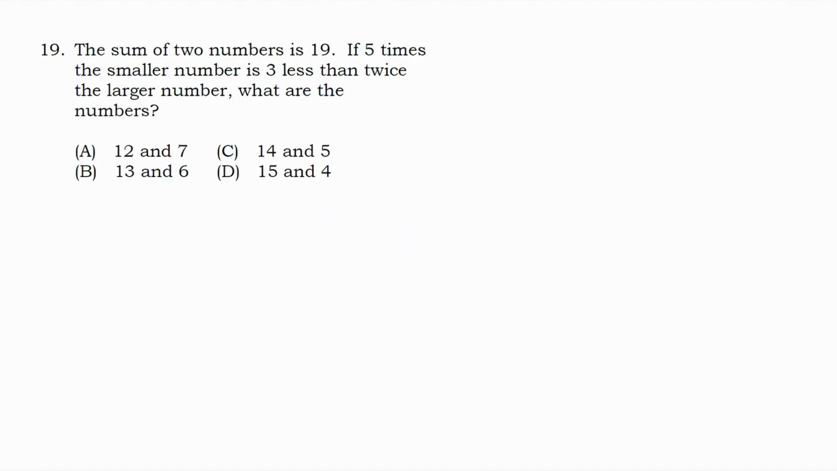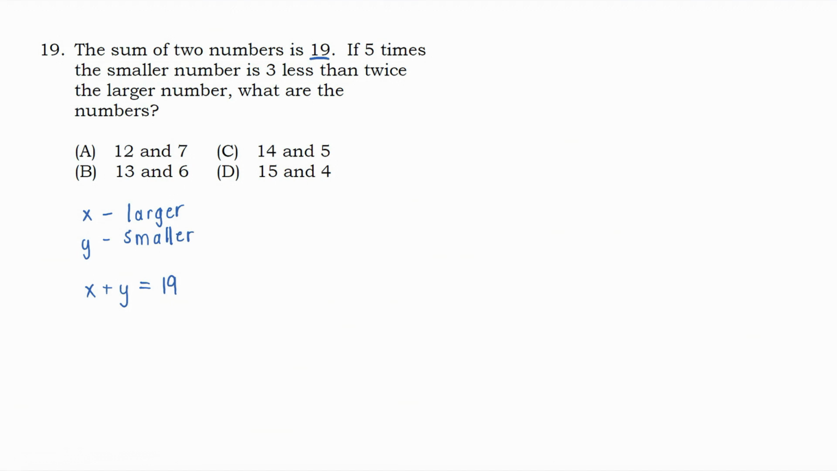Number 19, the sum of two numbers is 19. If 5 times the smaller number is 3 less than twice the larger number, what are the numbers? So, for this one, meron daw tayong large number. I-represent natin as x. So, let x be the larger number. And then, y be the smaller number. And then sabi sa first sentence, the sum of the two numbers is equal to 19. So, x plus y is equal to 19.